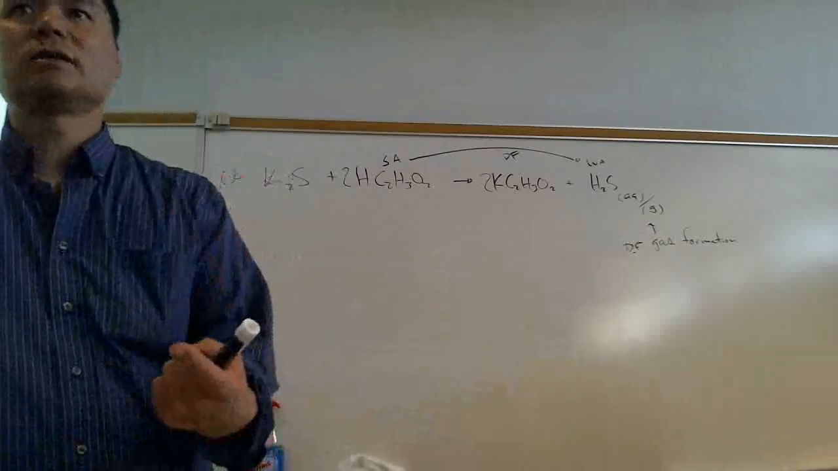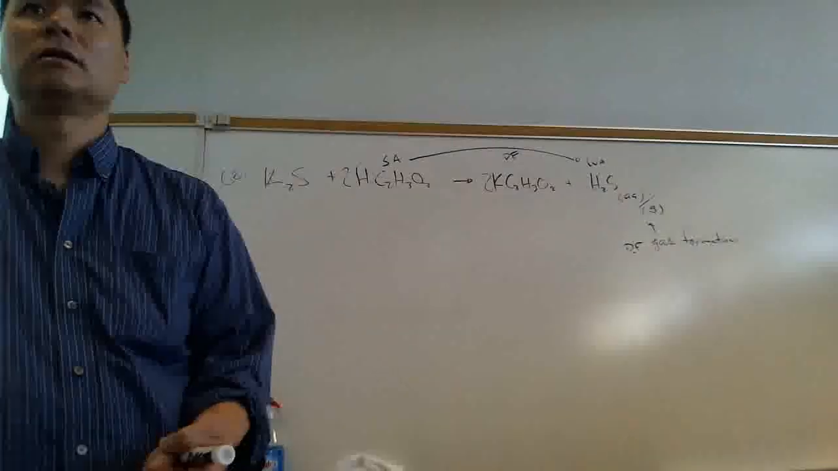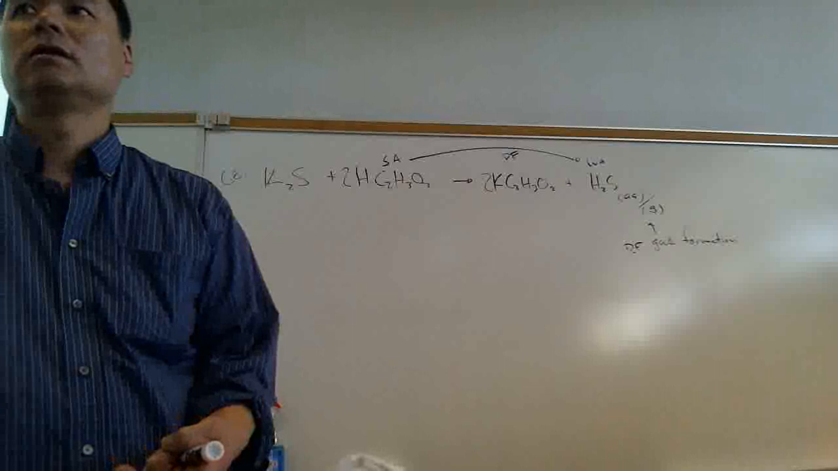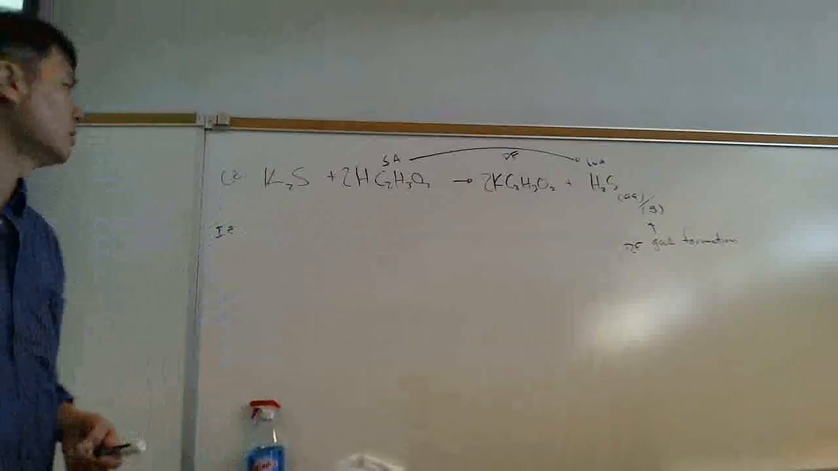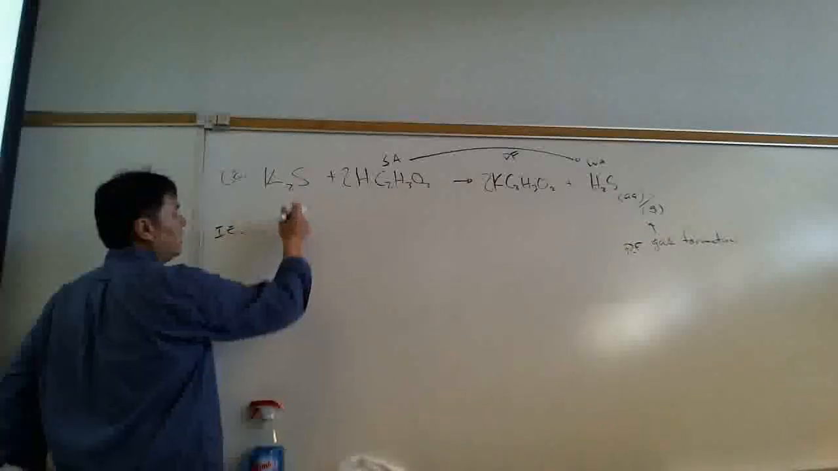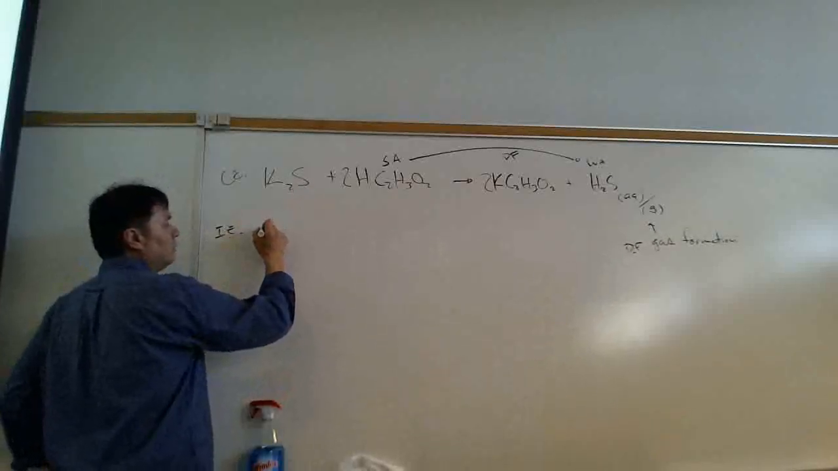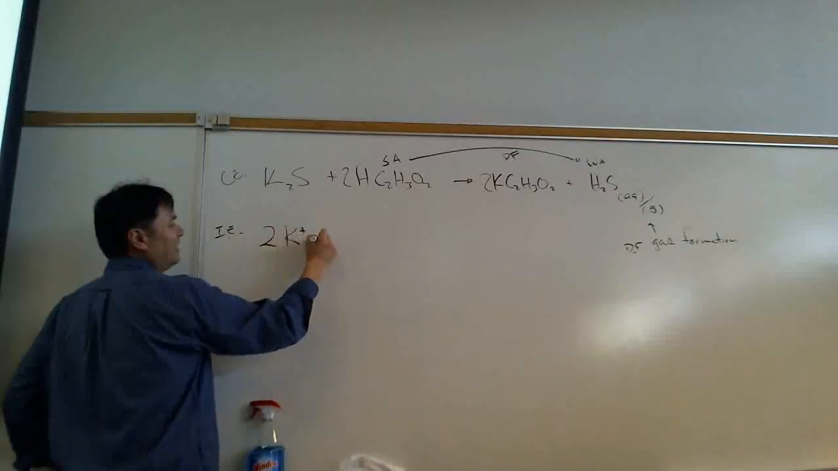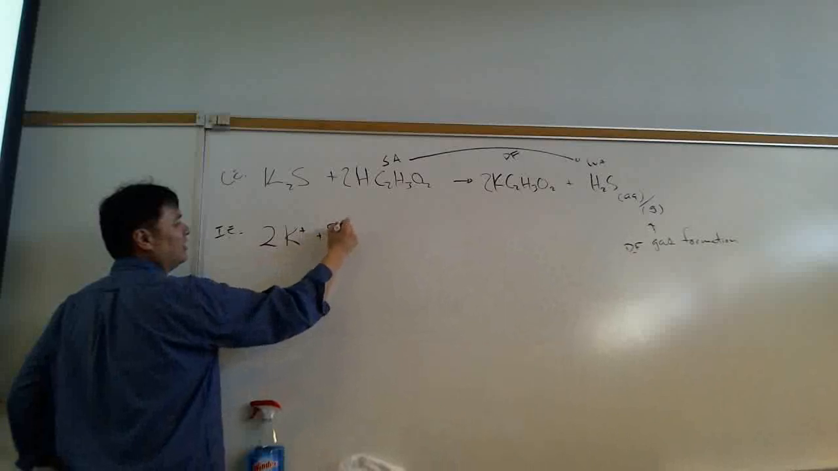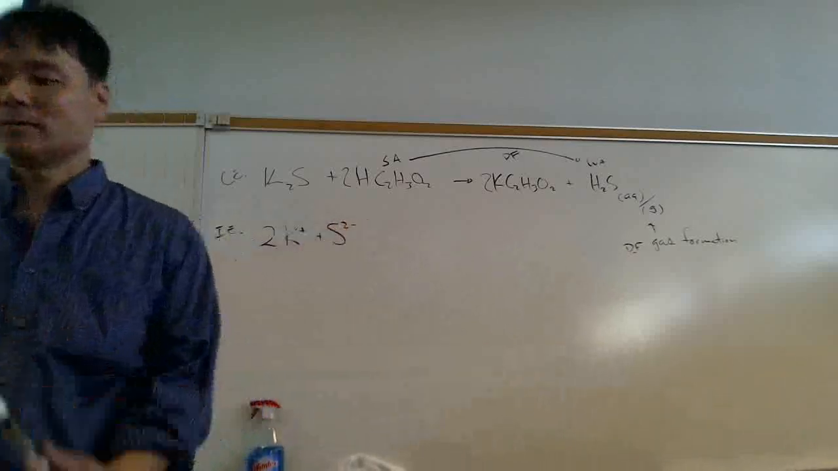Strong acids, strong bases, and the soluble salts, which are ionic compounds. Soluble ionic compounds. So potassium sulfide, soluble, group 1s. And so we dissociate into what? 2 potassiums and 1 sulfide. 2 potassiums and 1 sulfide.